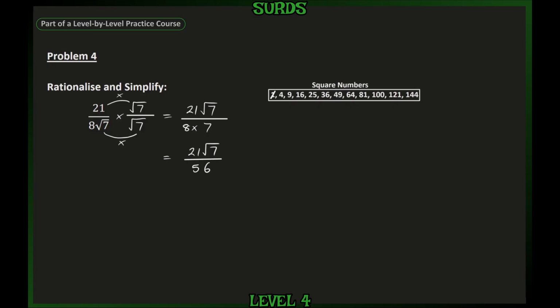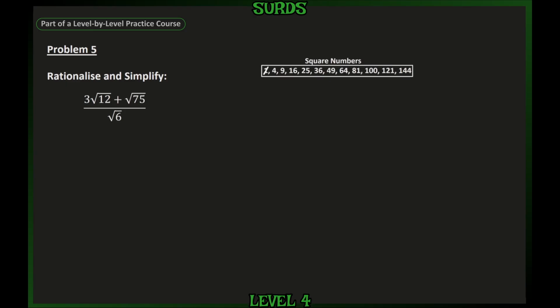And we now need to decide whether 21 and 56 have any common factors so that we can simplify this further. And they do. 21 and 56 can both be divided by 7. So we can divide the top and bottom of this fraction by 7. 21 divided by 7 is 3, so this gives us 3 root 7, and 56 divided by 7 gives us 8. Now 3 and 8 have no common factors greater than 1, so this is simplified. And this means that 3 root 7 over 8 is our final answer to problem 4.